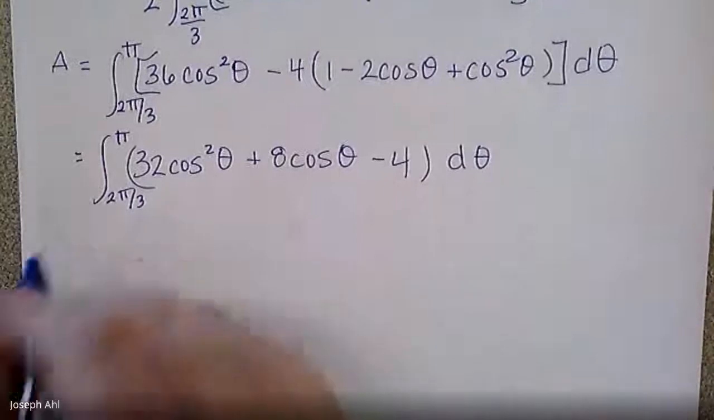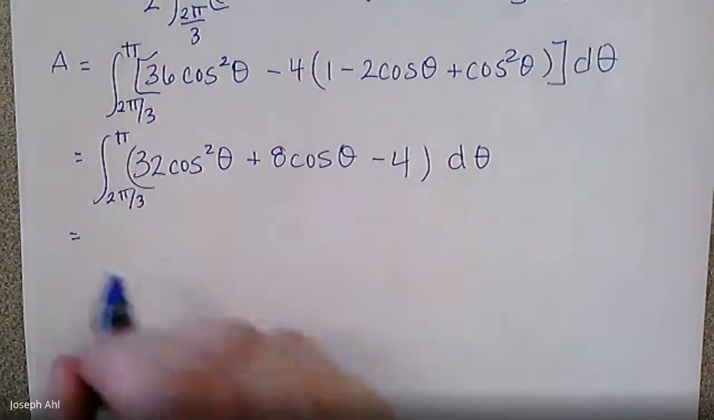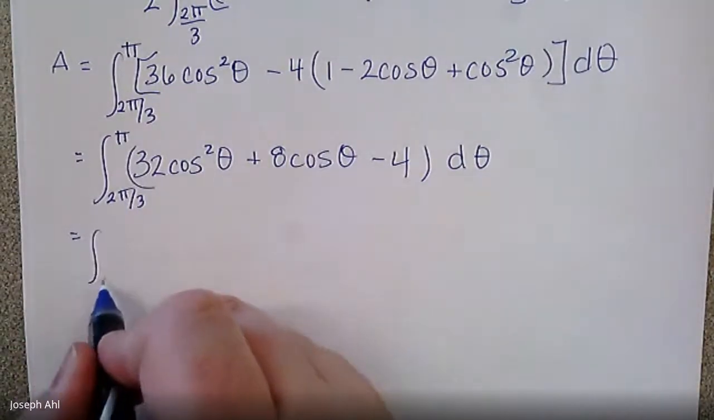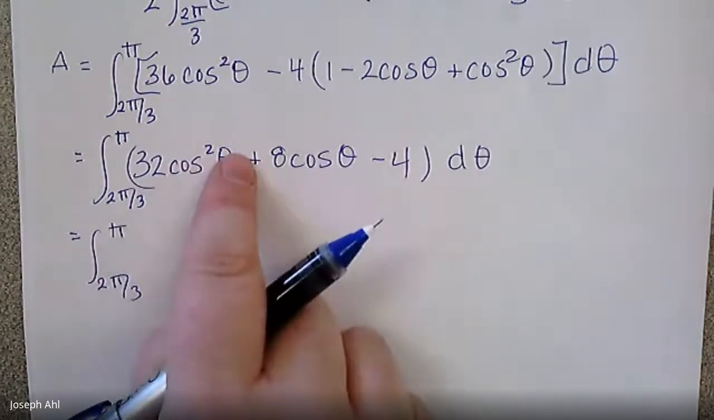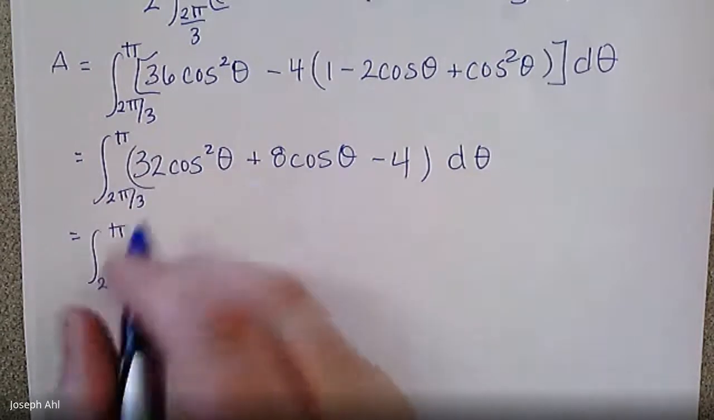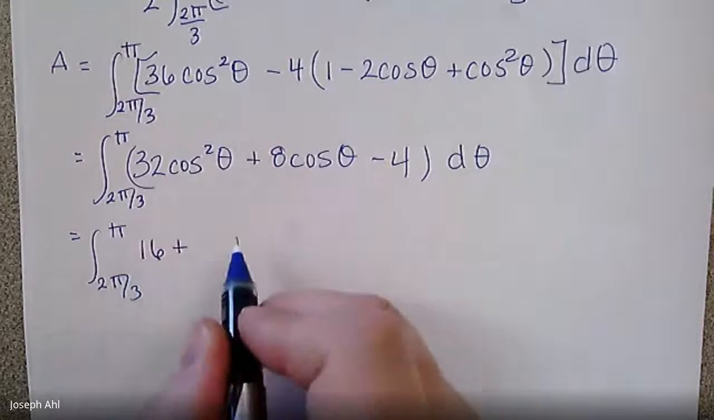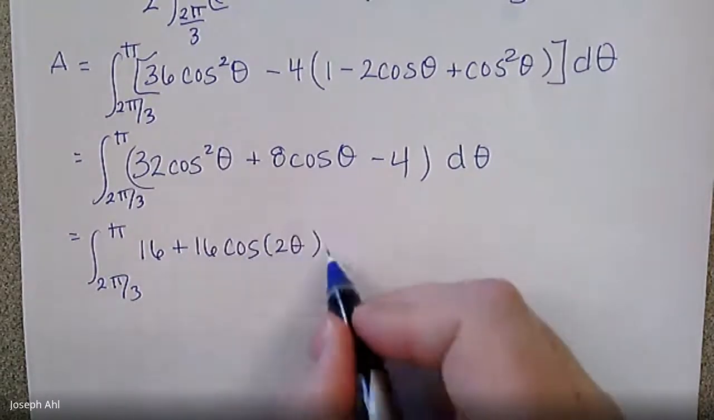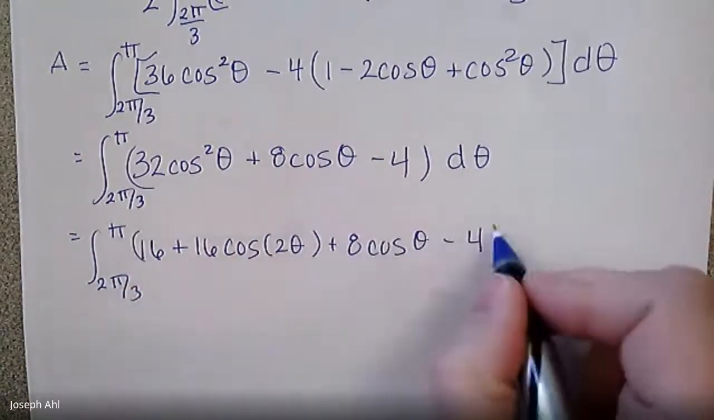And just like we saw in the last example, we're going to wind up replacing cos squared with (1 plus cos 2 theta) over 2. Okay, so when I make that replacement, the 2 would go into 32 16 times. So if I distribute that to 1 plus cos 2 theta, we get 16 plus 16 cos 2 theta plus 8 cos theta minus 4.